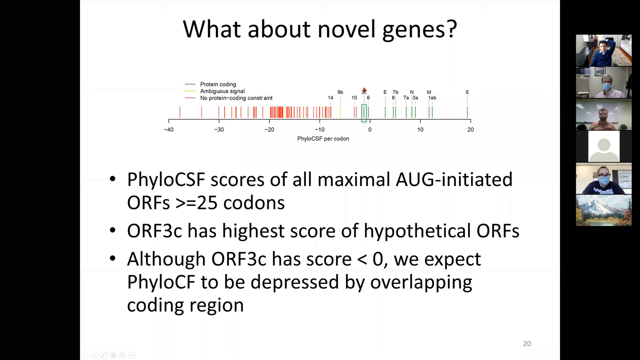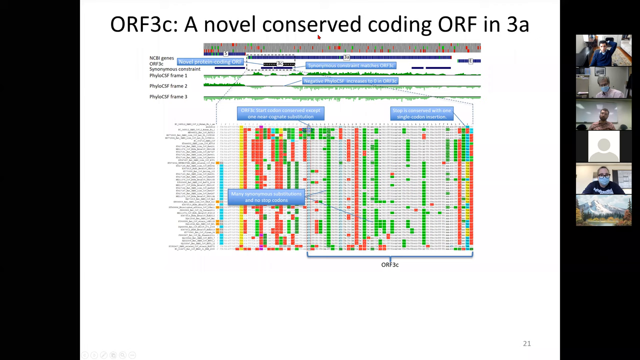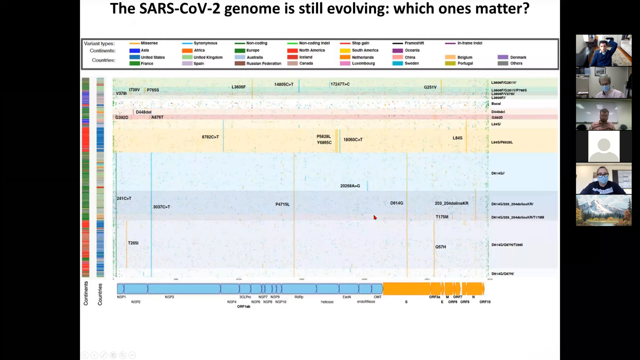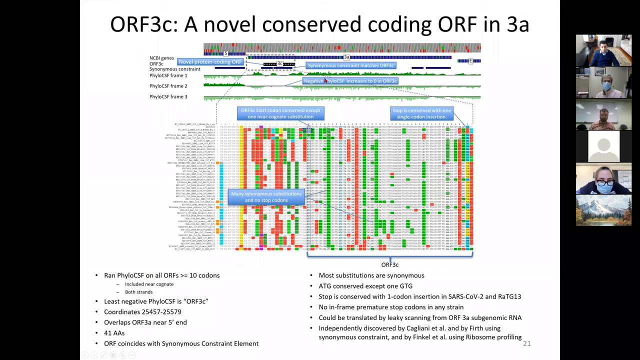So ORF3C, we believe, is a novel conserved protein coding ORF, and it hides within the protein coding sequence of 3A. So these are the coordinates of that ORF, and you can see here the alignment of ORF3C and how it looks relative to the alignment of ORF3A. In fact, you can see that ORF3C drives the constraint of ORF3A to near zero at the overlapping region. And you can see these synonymous constraint elements perfectly overlapping the boundaries of ORF3C. It has a start codon that is in theory translatable through leaky scanning from the same subgenomic RNA as 3A.